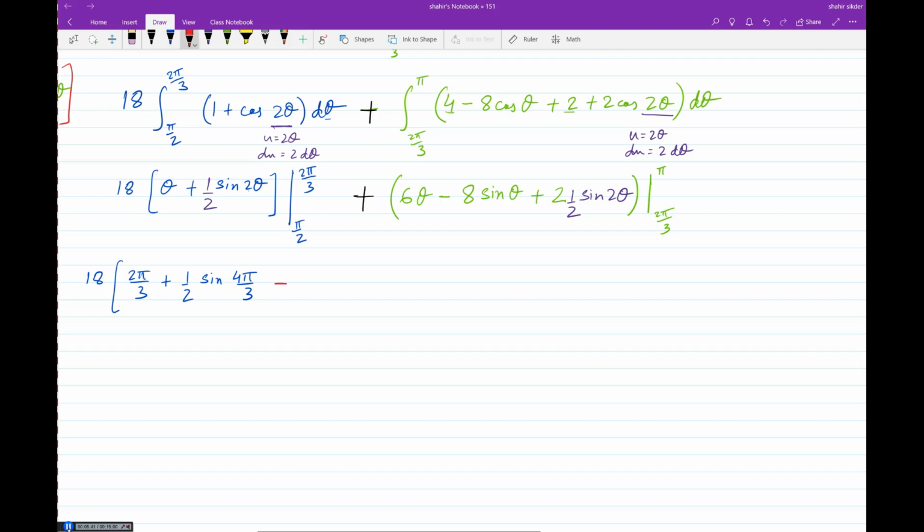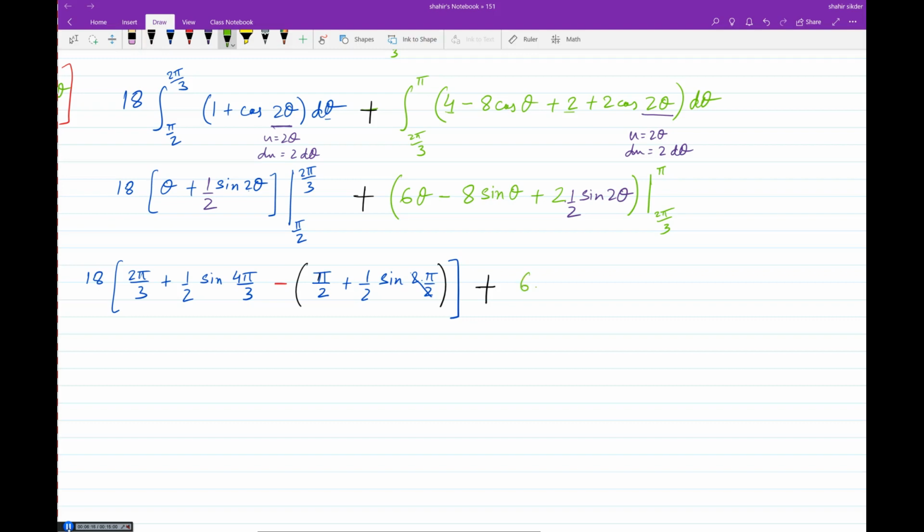when we plug in our lower bound, make sure you embed it inside parentheses, so you'd have pi halves plus 1/2 sine of 2 times pi halves, which is eventually, the 2's you can get rid of them, so it's basically sine of pi. I'm done with all of the blue ones. Let's continue on the second part. Plus, let's evaluate the green ones.